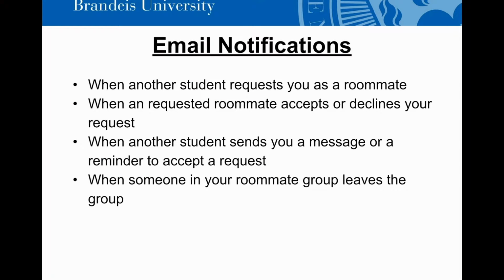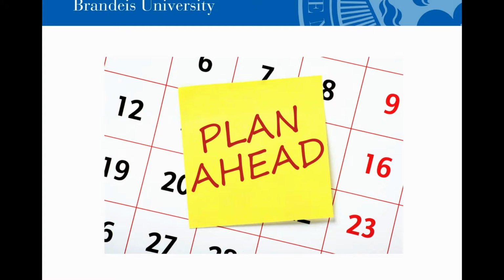You will receive immediate email notifications for all steps in the process, including if another student requests you as a roommate, if a requested roommate accepts or declines your request, if another student sends you a message or a reminder to accept a request, or if somebody in your roommate group leaves the group. To allow for people to search for you using the Advanced Roommate Search, click on the Personal Preferences link on the left side of the page.